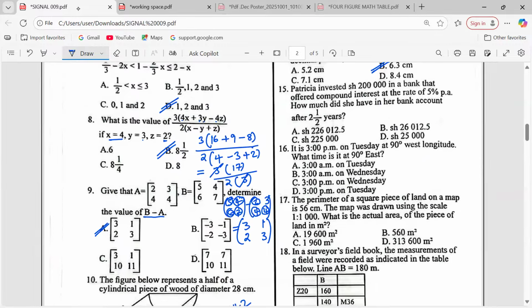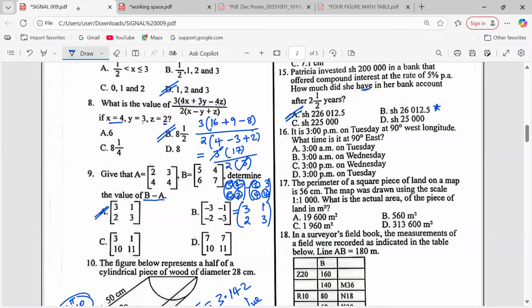We need the money she has in her bank account. So that means the amount. In case we wanted the interest earned, then the right answer could have been this, but we were not calculating the interest. We wanted the total she is having now, or the interest together with the principal, everything that she has.